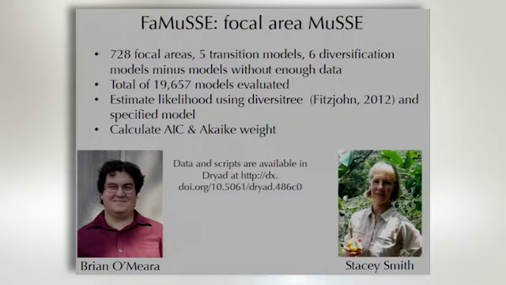Okay, so in all we had 728 focal areas, 5 transition models, and 6 diversification models that we considered, for a total of 19,657 models that were evaluated. Likelihoods were estimated using diversitree, and AIC and Akaike weights were evaluated.